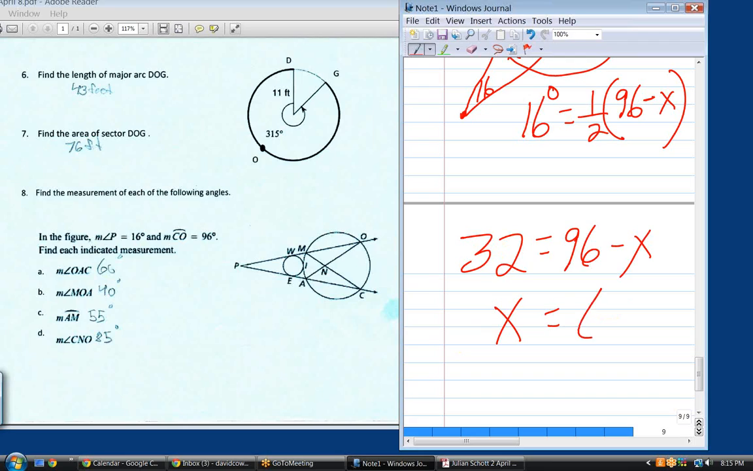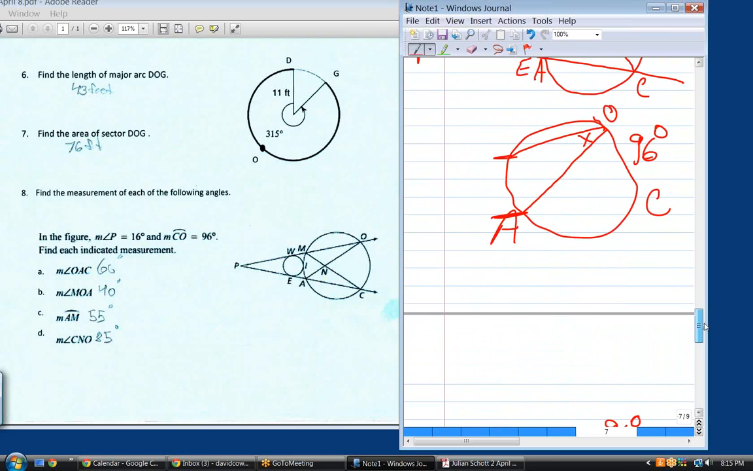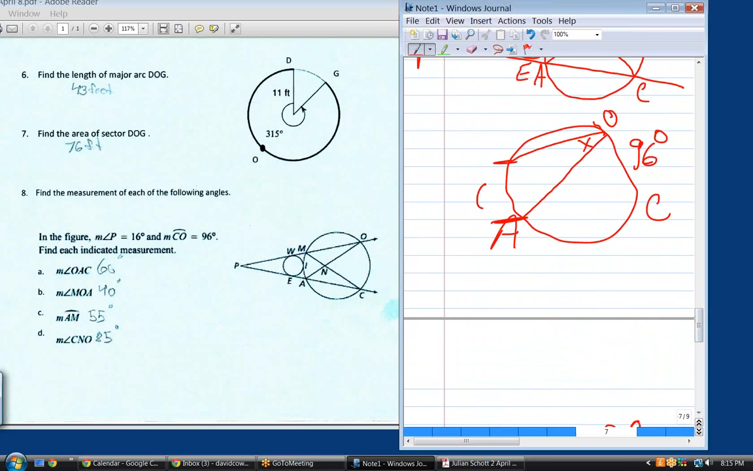So that's 64. Okay? So that is the measurement of that arc. That's all we've determined so far. That is 64. What's X? X equals 32. You got it. So MOA is 32.